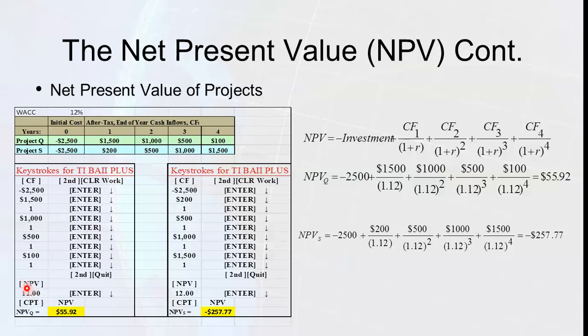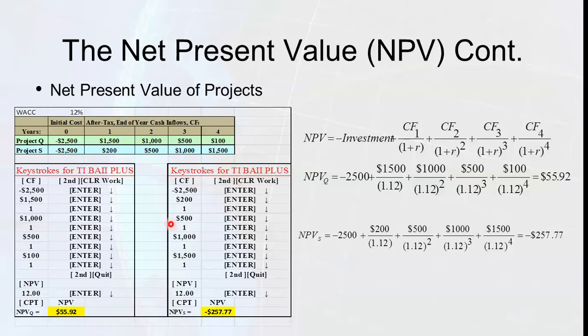Then press NPV. As soon as you press NPV, you're going to see I, which is the interest rate. In this example, the discount rate is 12%, so just put 12. Enter, down, and you will see NPV, and the calculator will show you compute. So just follow the screen. Press compute, and you're going to receive 55.92. So this is how you use the financial calculator to find NPV.